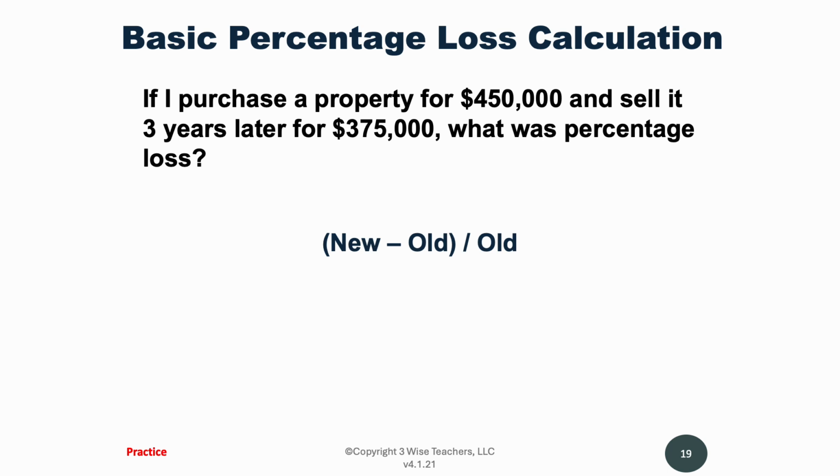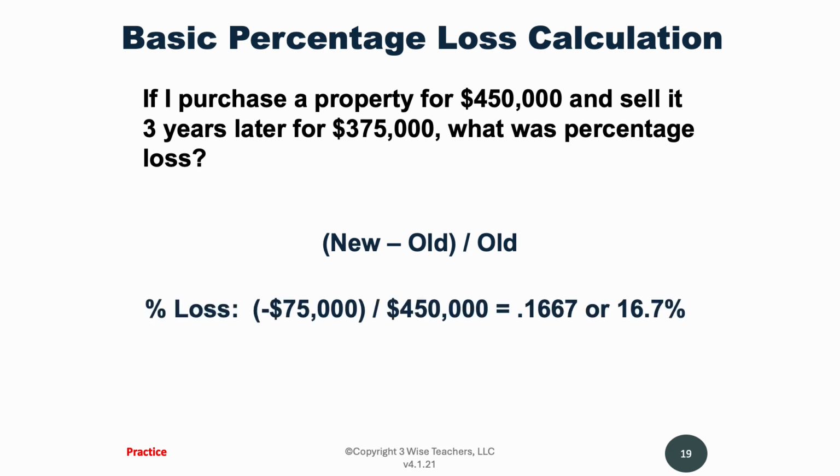This is the one that confuses some people because they think they're going to divide it by the small number. Well, unfortunately, in this case, you had a loss, so you're going to divide it by the large number of $450,000. So let's see what it looks like. $75,000 is your loss. It doesn't matter if it's positive or negative. When we're talking percentages, it's just going to be the percentage of the loss. $75,000 divided by $450,000, which was your original purchase, comes up to 16.7%. So you lost 16.7% on that purchase.